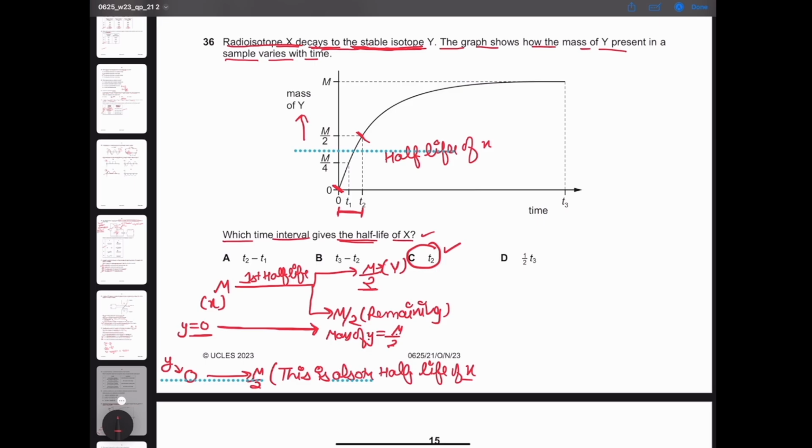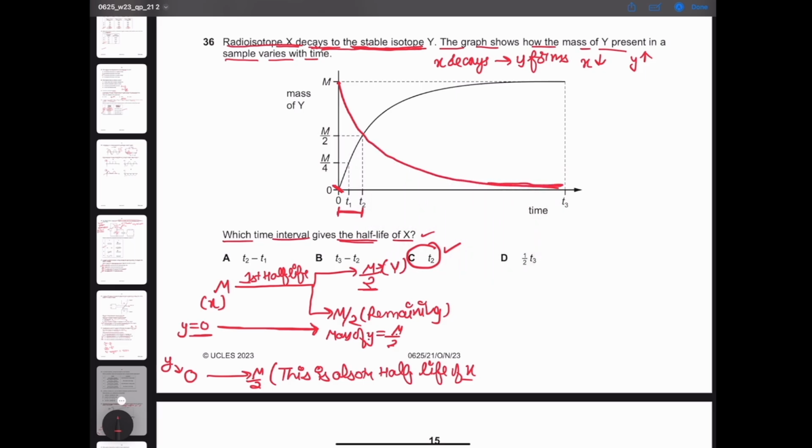Now, another way to tackle this is that, see, when x decays, then y forms. So we can say when x is decreasing, y is increasing. So the graph of y is mentioned here, it's increasing, but the graph of x should be the opposite, right? The graph of x should be decreasing like this, right? So they are intersecting at which point? M by 2. And how much time is it? T2. This is also one way to try and get the answer.